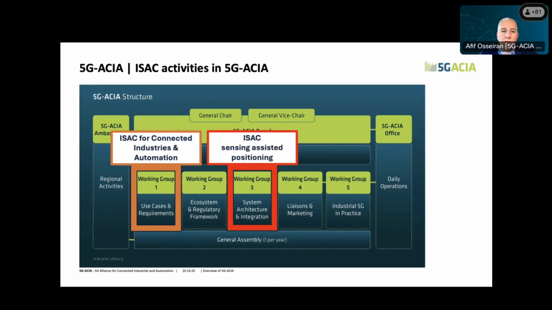And we have looked at the use cases which are relevant from an industry perspective in a factory where, for example, sensing piles or stock, etc., could be very beneficial, or to avoid accidents in a factory or refinery. And then, as a continuation, we just approved another activity a couple of weeks ago in Frankfurt, and this is more tilted towards sensing assisted positioning and working group 3.